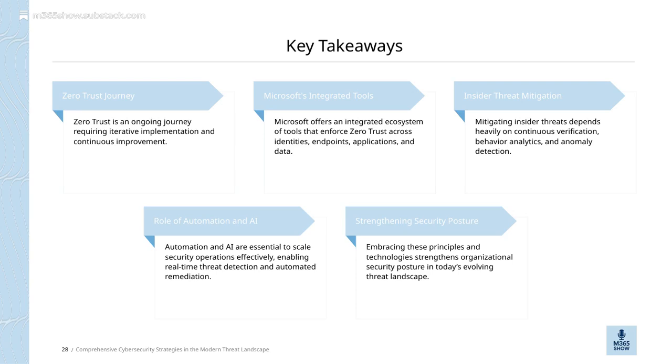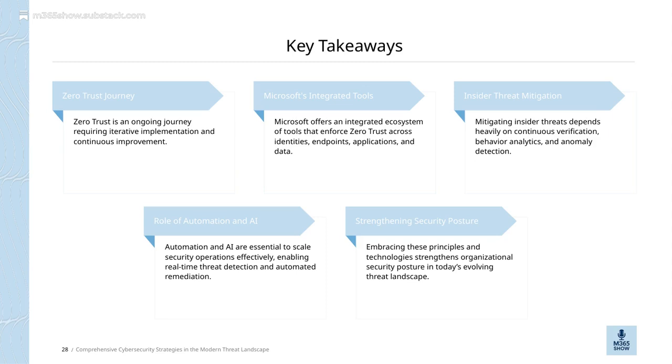In today's ever-evolving threat landscape, having comprehensive cybersecurity strategies is more important than ever. By embracing the right principles and leveraging advanced technologies, organizations can significantly strengthen their security posture. One of the most critical aspects is the role of automation and artificial intelligence. These tools are essential for scaling security operations effectively, allowing us to detect threats in real time and respond automatically through remediation processes. This not only improves our defense speed, but also reduces the burden on security teams.